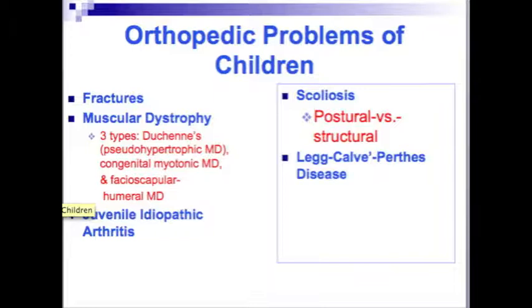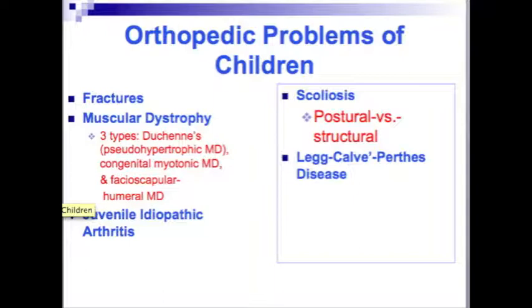The next topic will be the orthopedic problems that we see in children in general as they get older, not congenital. And that would be fractures, muscular dystrophy. There are 3 types of that, but the one that we will see in children predominantly would be the first one, which is Duchenne's muscular dystrophy, which is our pseudo-hypertrophic one. There are 2 others that we can see sometimes, but by and large, we see Duchenne's, and that's what we're going to actually talk about.